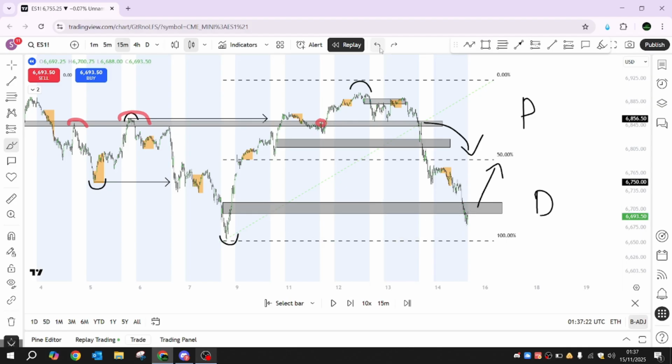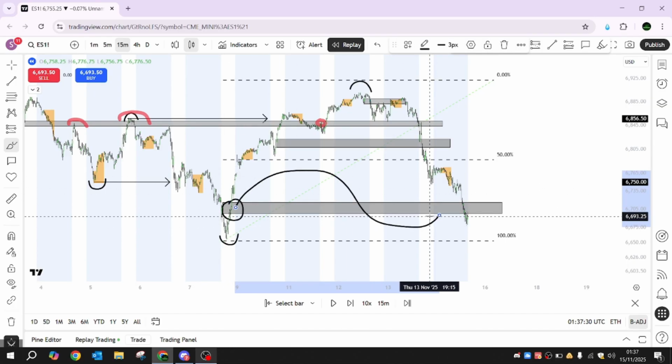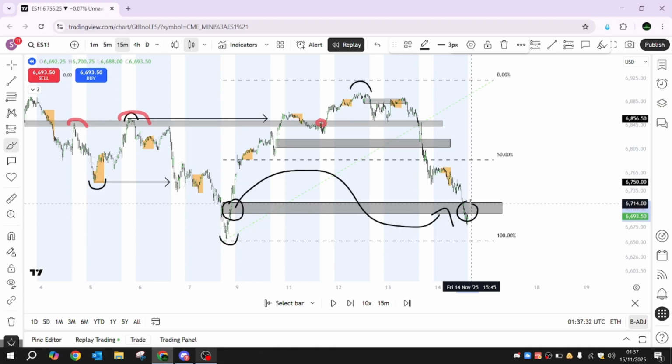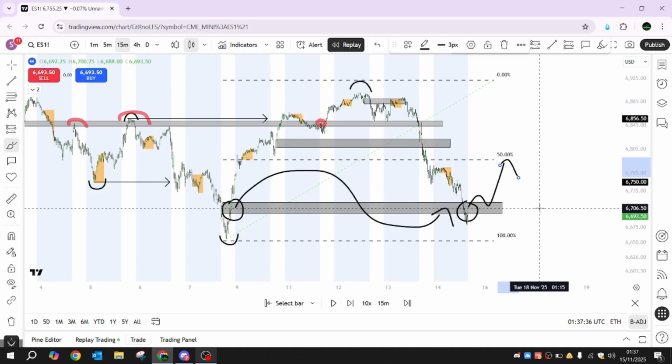Take your levels that work. On last Friday, I didn't catch the longs. They're a little bit late in the day here. Take these levels from the previous Friday and just drag them across. You'll be amazed at what you'll find. Almost like magic, price bounces off that same level again.